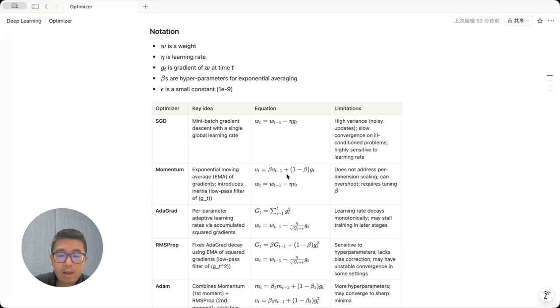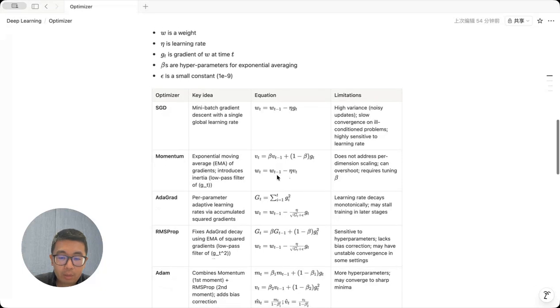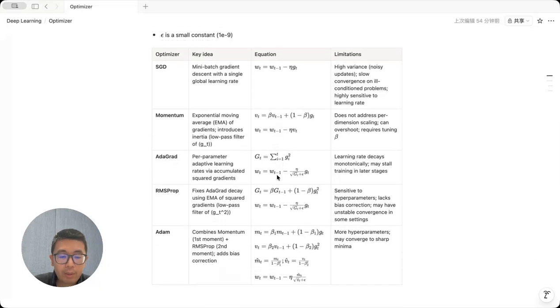The physical analogy in the document highlights this view. The inertia helps you move along the valley instead of bouncing around. However, momentum still assumes every direction in the landscape behaves the same. In reality, some directions are steep and sensitive, while others are flat and slow.